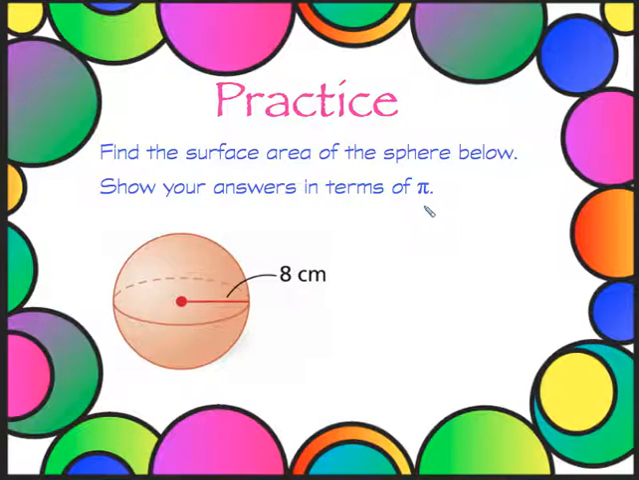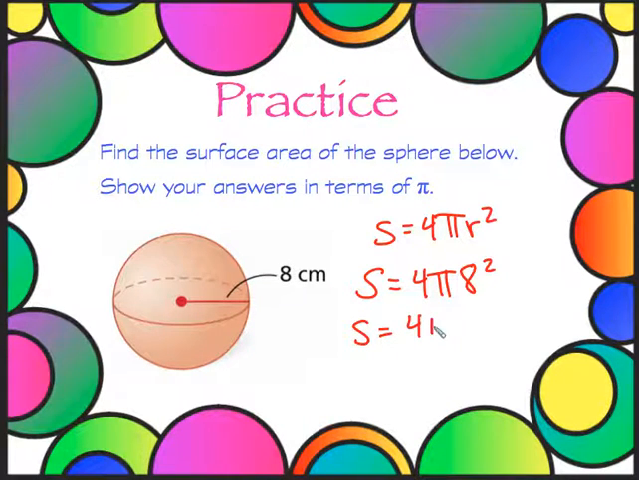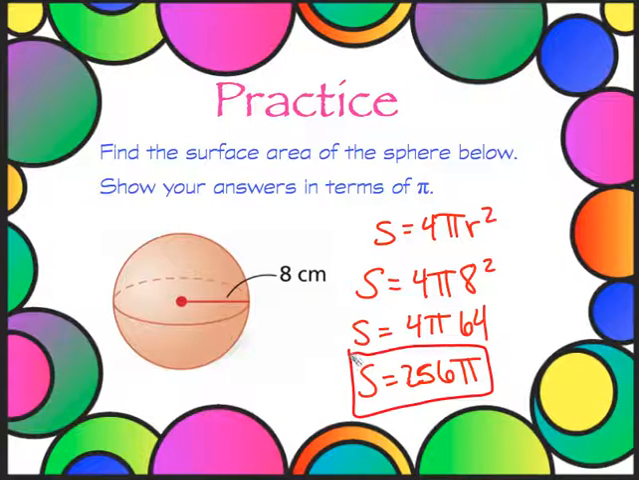So this says find the surface area of the sphere below. Show your answer in terms of pi. So surface area is 4 pi r squared. r is obviously the radius, so we have 8 squared. What I would do first, I'm going to write this out even though I don't expect you to, is I would square the 8 to get 64. Then I would do 64 times 4, which is 256. So you get 256 pi. Because it says in terms of pi, we don't actually multiply the pi.